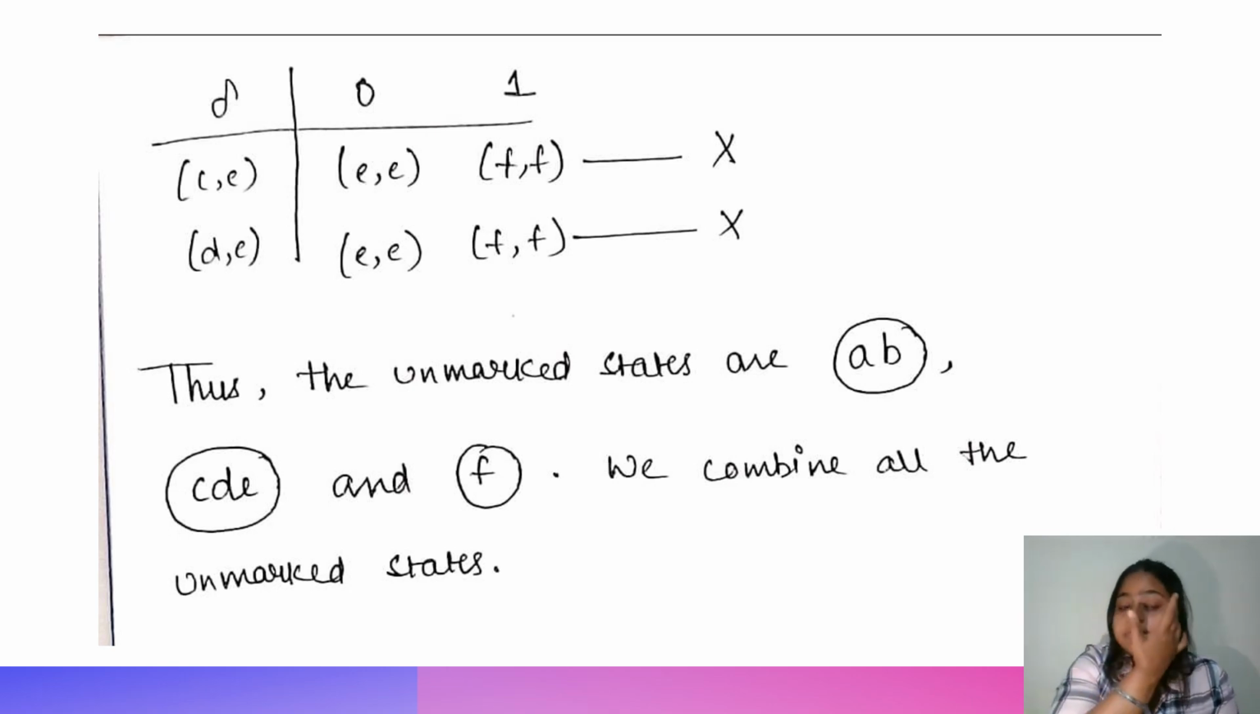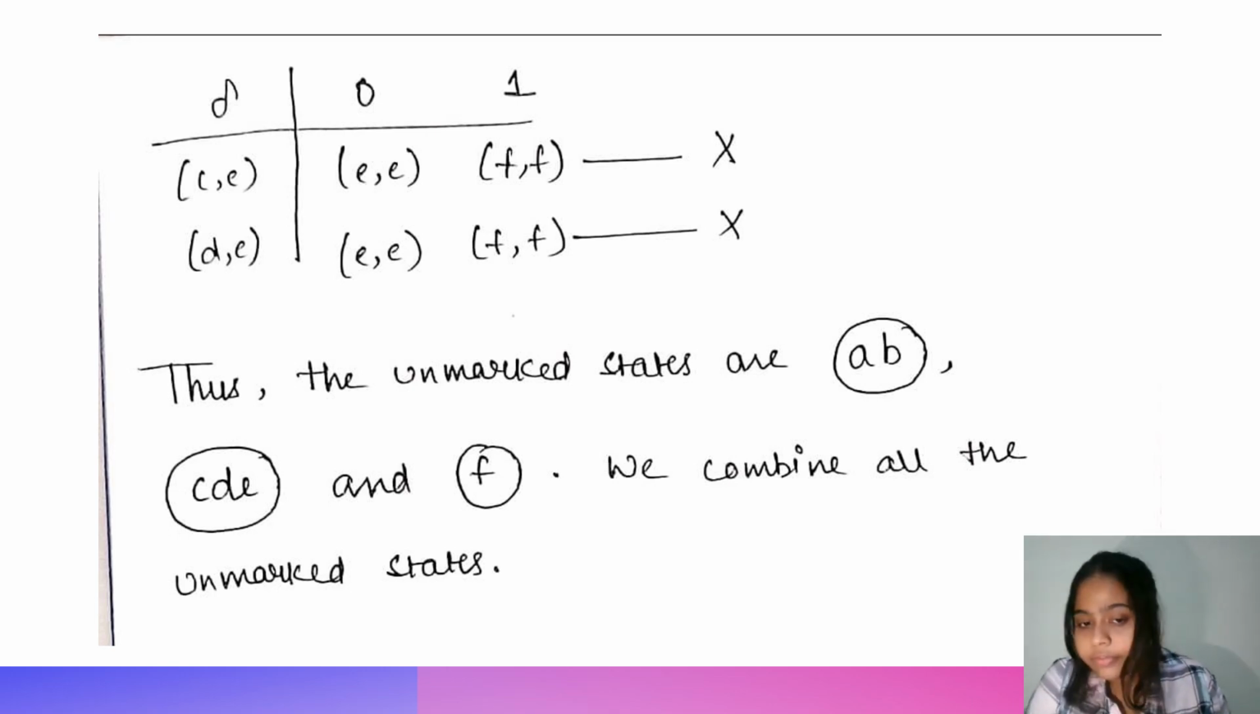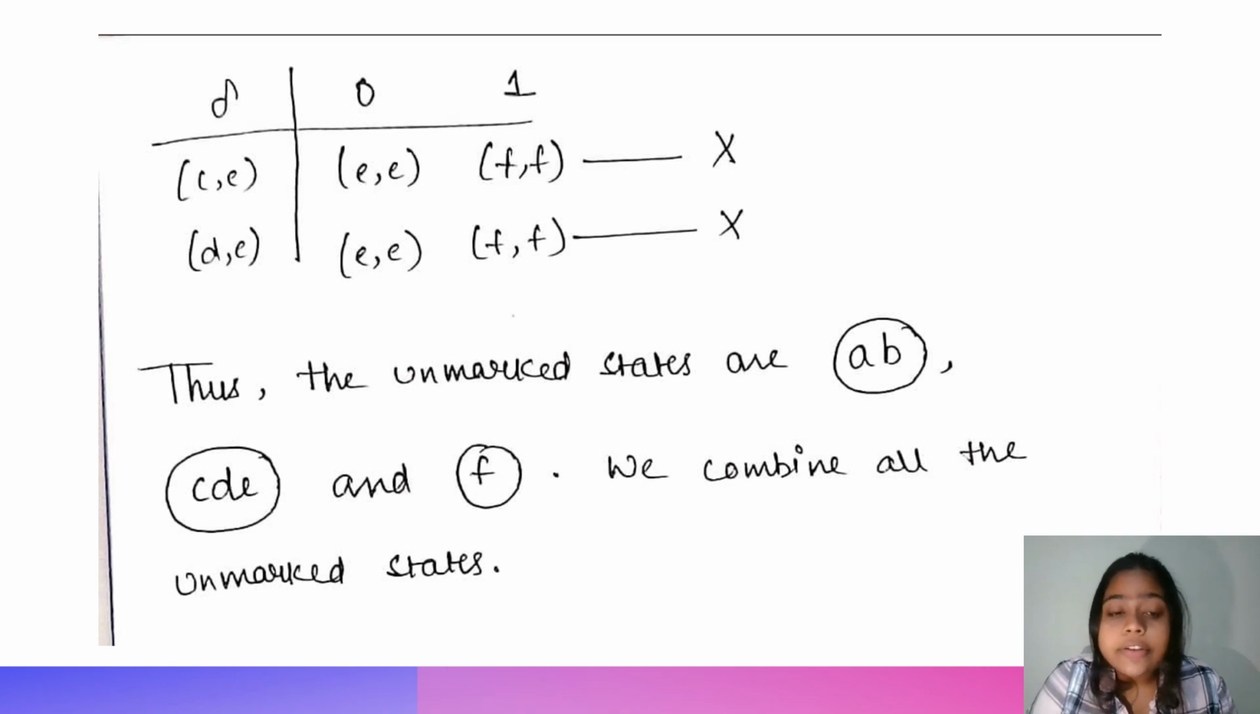Then now in step 5, we need to combine all the unmarked states. Here the unmarked states are A, B, C, D, E and F. So we are getting three nodes which will help in minimizing the given DFA. So here we will take AB as one node, CDE as one node and F as one node. So we will get three states.